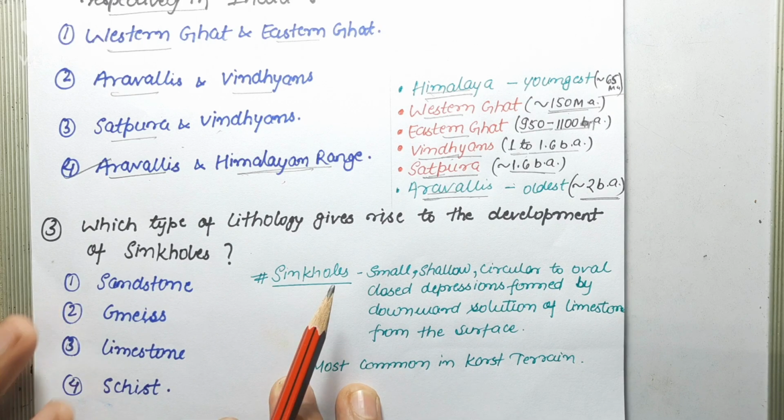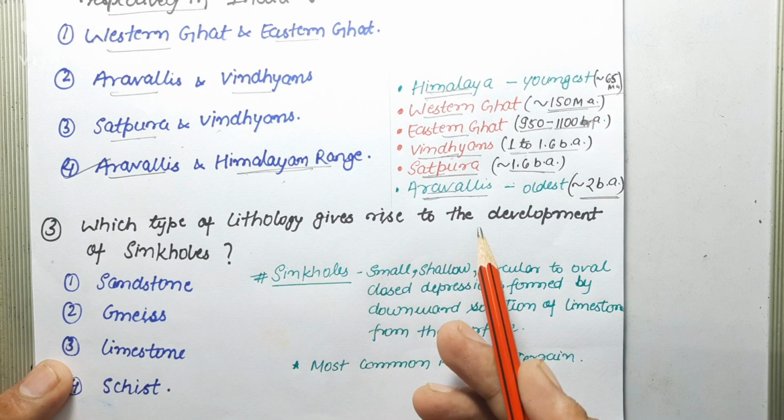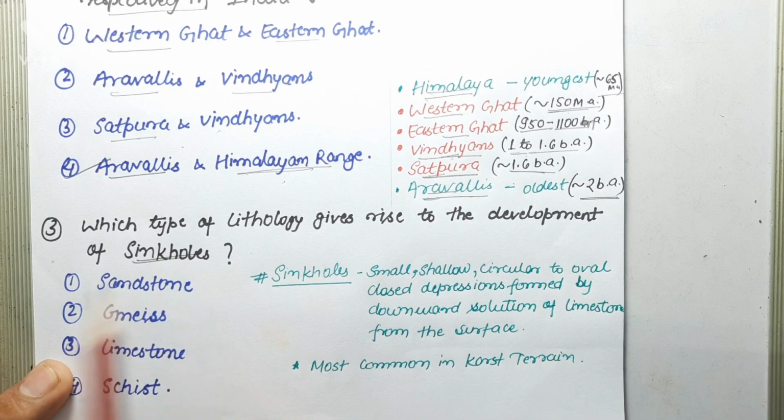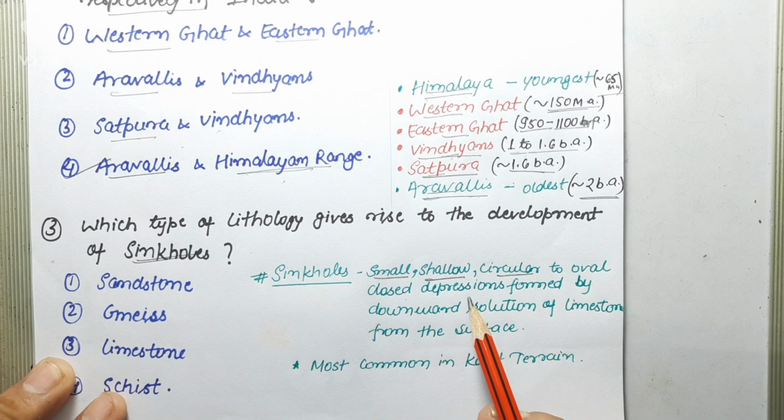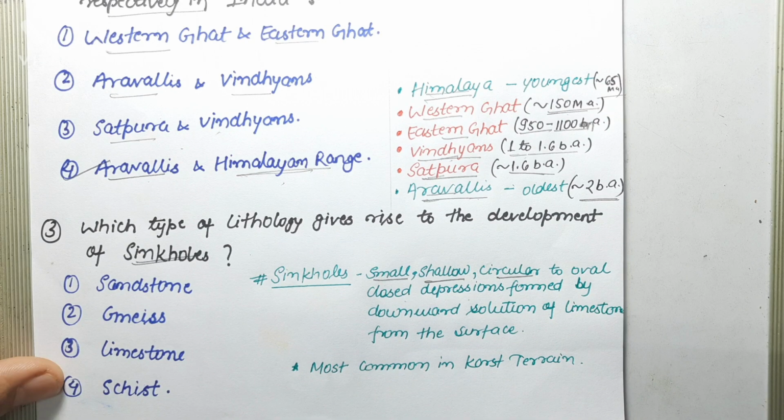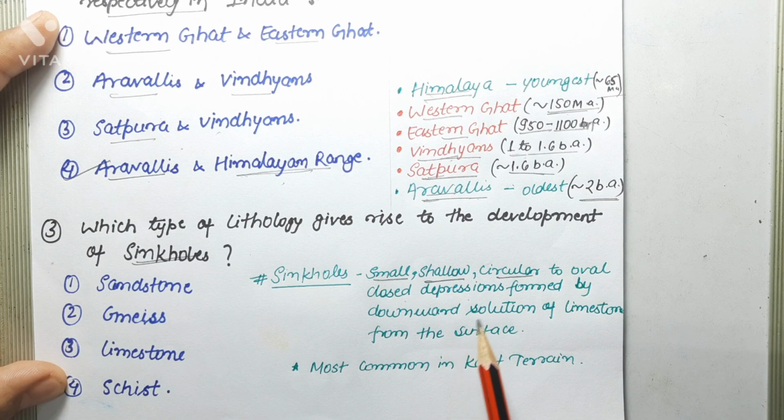Next question says, which type of lithology gives rise to the development of sinkholes? So first of all, what are sinkholes? Sinkholes are small, shallow, circular to oval closed depressions formed by downward solution of limestone from the surface or by collapse of the roof of a solution cavity. Sinkholes are most common in karst since these are formed in limestone country rock. Okay, and limestone country rock is characteristic of karst terrain.